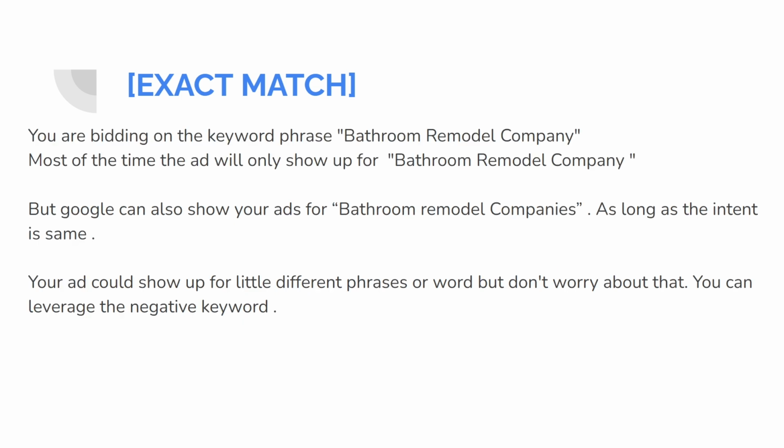The way exact match works, let's say you are bidding on the keyword phrase bathroom remodel company. Most of the time the ad will only show up for bathroom remodel company, but Google can also show your ads for bathroom remodel companies as long as the intent is the same, right? So your ad could show up for slightly different phrases or words, but don't worry about that. You can leverage negative keywords in your ads, right?